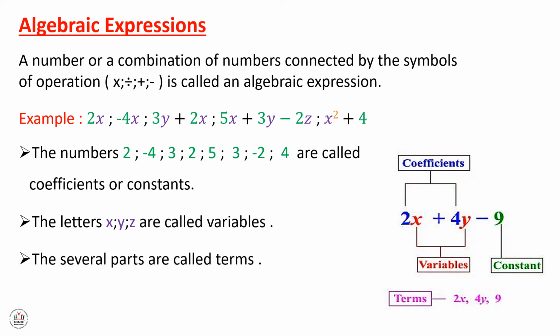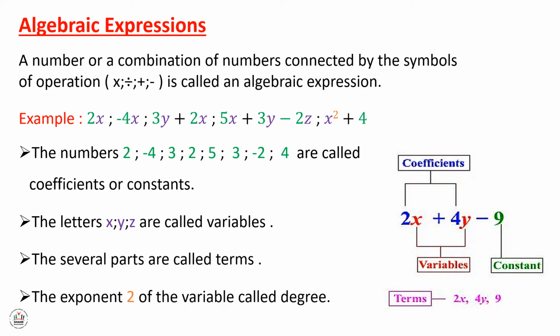The several parts are called terms. So 2 is the coefficient or the constant, x is the variable, and 2x we call a term. The exponent 2 of the variable is called the degree. So x squared, we call it a term. 3y, we call it a term.